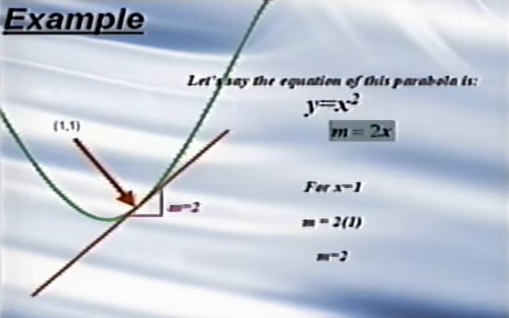If we want to find the slope at the point 0, 0, we again sub in x equals 0 into the general equation of the slope and solve for m. In this case, m equals 0, which means the slope of the tangent at the point 0, 0 is 0.